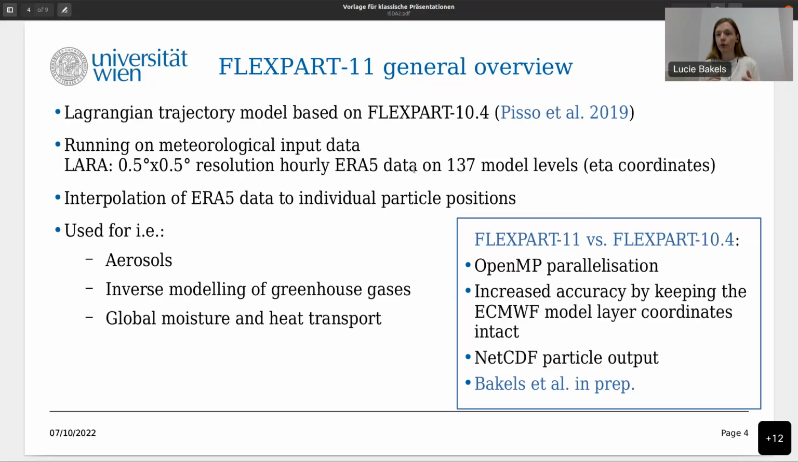We updated FLEXPART to work well for our purpose, which means that it is parallelized with OpenMP. We reduced the number of internal interpolations that is necessary for calculating the trajectories, thereby increasing the accuracy. I will show you a bit more about that in the next slide. And we made it possible to have the output of the particle data in netCDF format, which was previously only possible for gridded output. For most FLEXPART purposes, like tracing aerosols, you only need gridded output, but for LARA, we want to store the data following the air parcels.